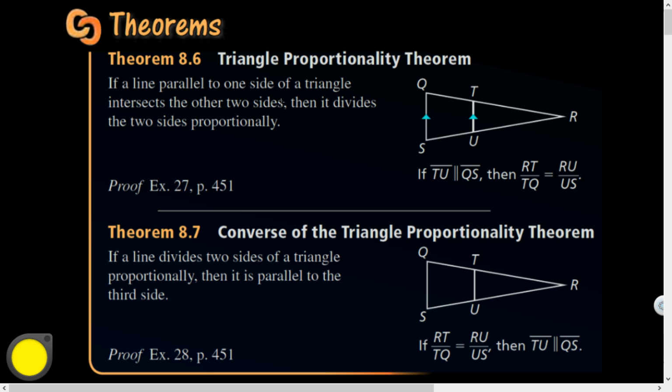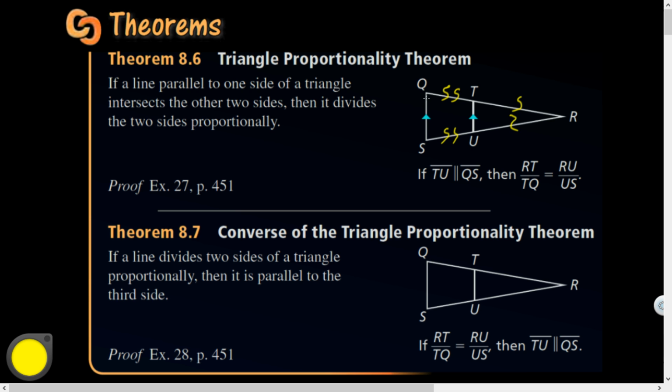It says Theorem 8.6, Triangle Proportionality Theorem. If a line is parallel to one side of a triangle, so these two are parallel, and it intersects the other two sides, then it divides the two sides proportionally. So what it's saying is that RT to TQ, which is actually the short side, is going to be similar to RU and US. Those are proportional to one another.